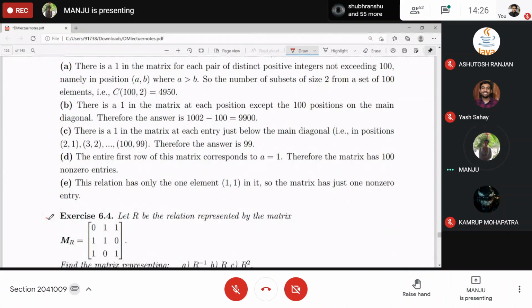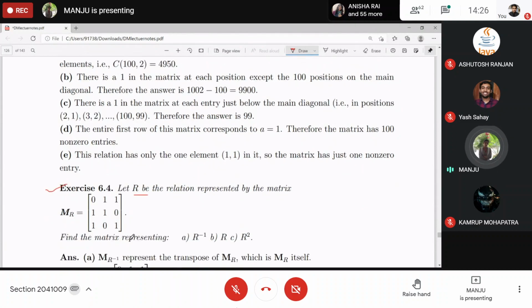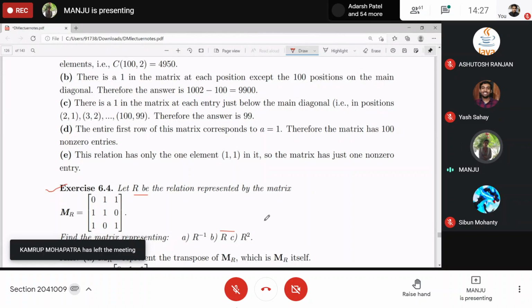Okay. Now come to this exercise. The matrix MR related to this relation is given. Find the matrix representing R inverse, R complement, and R square. Corresponding to R inverse, what can you say about the matrix representing that one?